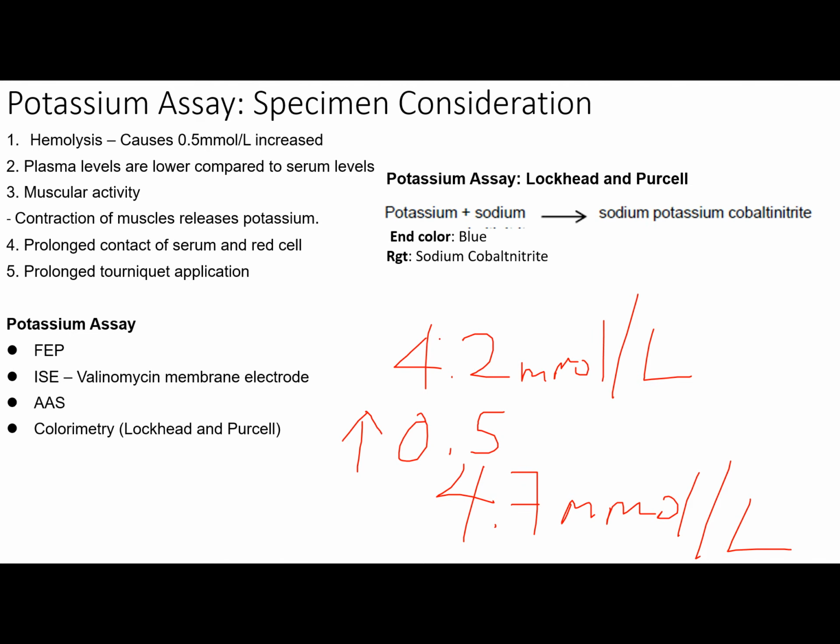So that's a very high increase, class, that's bothersome. So as much as possible, do not use a hemolyzed sample for your potassium. It causes an increase of 0.5 millimole per liter. Now, plasma levels are lower compared to serum levels. So that's why it's always important, class, to always use serum for your electrolytes.